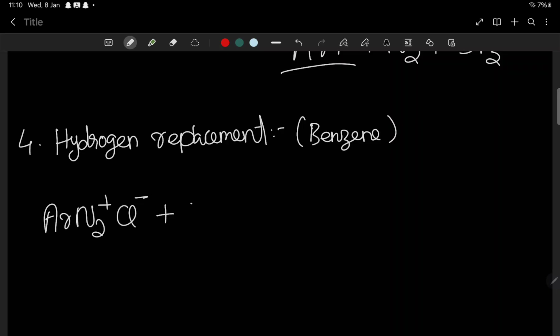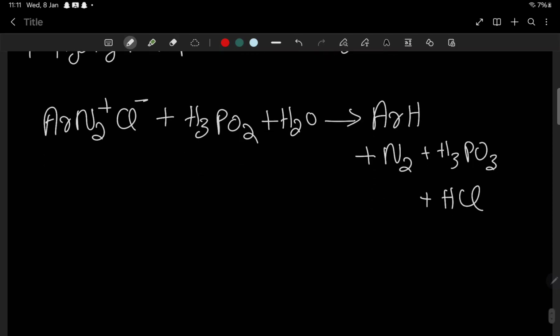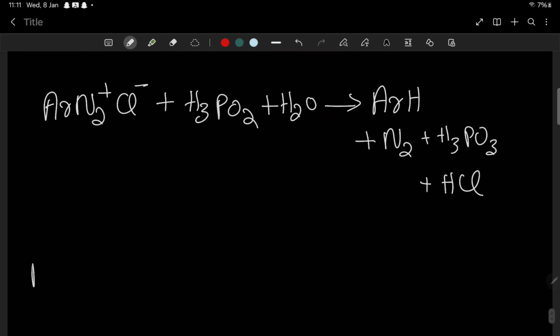Take the diazonium salt. You can add H3PO2. What is H3PO2? Hypophosphorous acid or phosphinic acid, and some water. You get the corresponding hydrocarbon plus nitrogen plus H3PO3 plus HCl. Okay, this is the thing. Instead of hypophosphorous acid, you can also use ethanol.